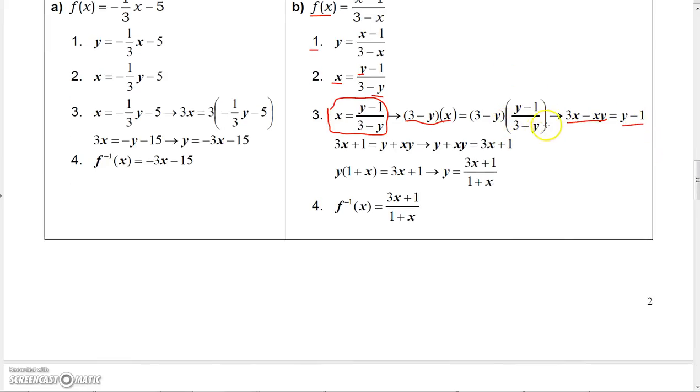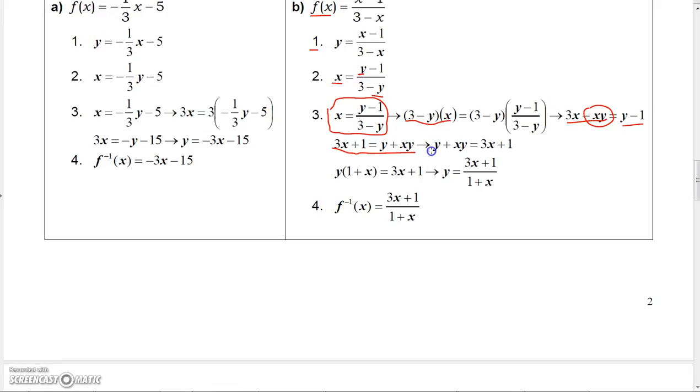Okay, well now what I can do is put the two y terms on the same side. So I can get this minus xy and this y on the same side. So if I move the minus xy to the right, that becomes plus xy. And then I'm going to move the minus 1 to the left. So therefore, I get 3x plus 1 equals y plus xy.